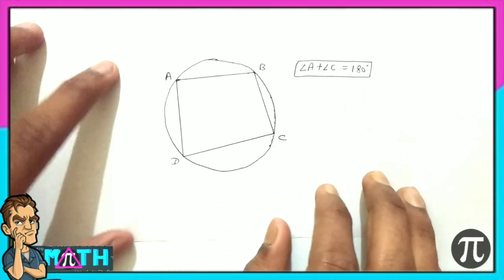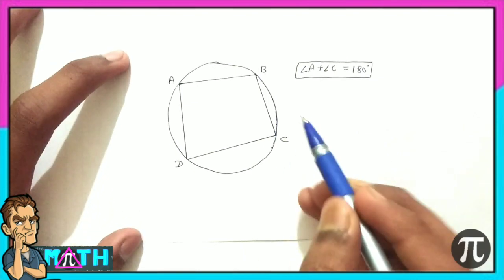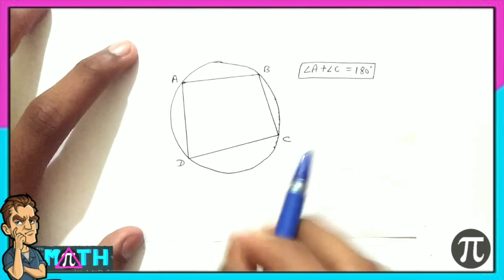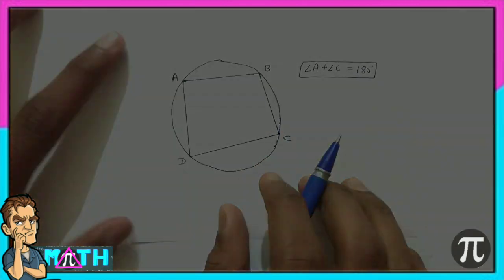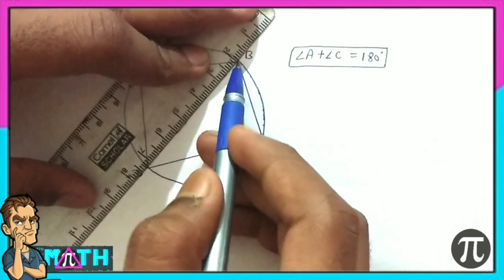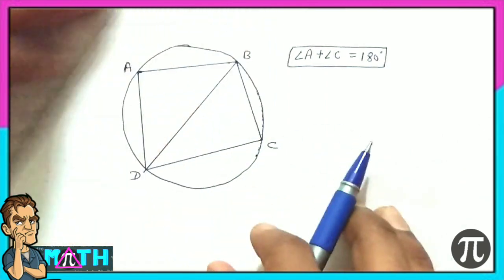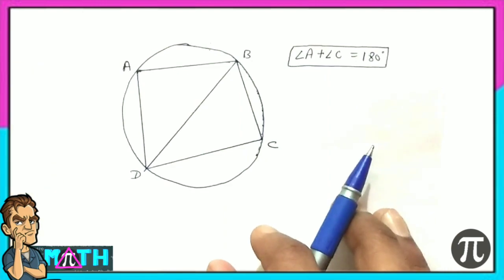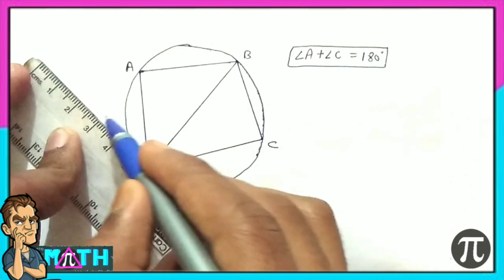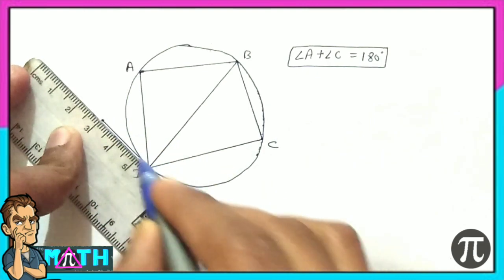So here is a cyclic quadrilateral, and we have to prove that the opposite angle sum of the cyclic quadrilateral is 180 degrees. So let's go. For proving this, we have to draw a diagonal of the cyclic quadrilateral, and we have to also construct a tangent that passes through this point.